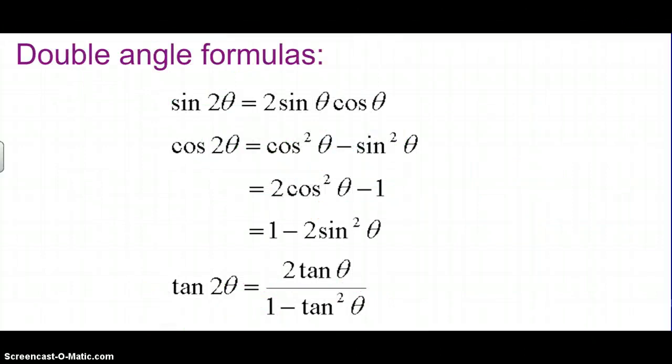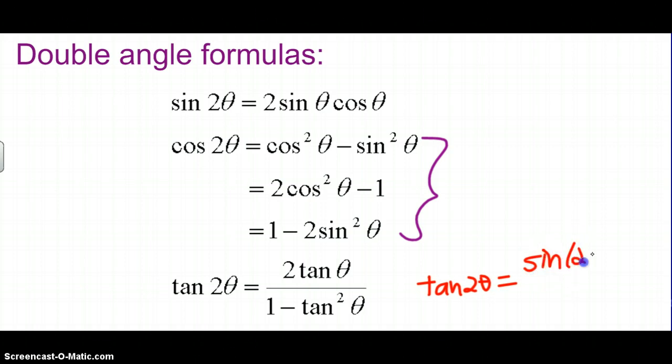Alright, here they are in a nice summary. Again, notice cosine has 3 different versions. I'm also going to say that a little shortcut for tangent of 2 theta could also be to find the sine of 2 theta and divide it by the cosine of 2 theta.